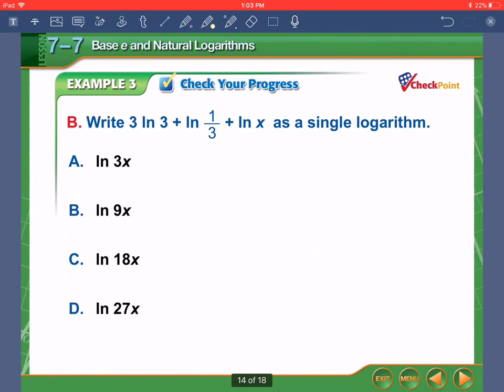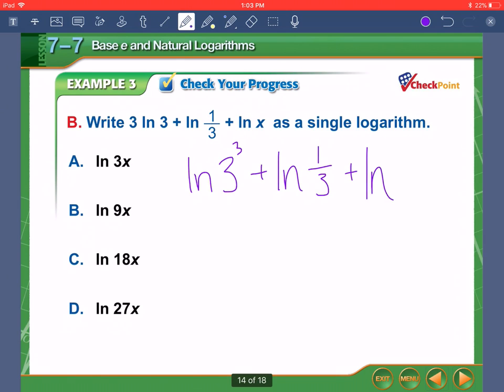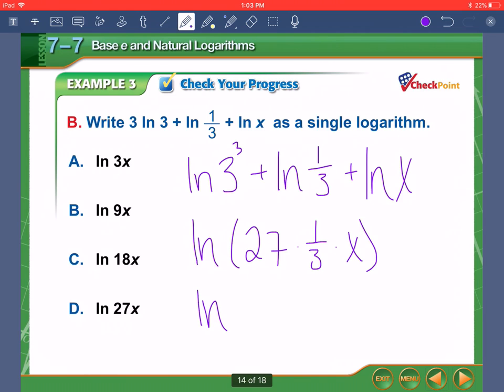All right, 3 natural log 3 plus natural log 1/3 plus natural log x. So I can say it's natural log of 3 cubed plus natural log 1/3 plus natural log of x. So it's all addition, so I can multiply. So the natural log of 3 cubed is 27 times 1/3 times x. So we get the natural log of 27 times 1/3 is 9x.